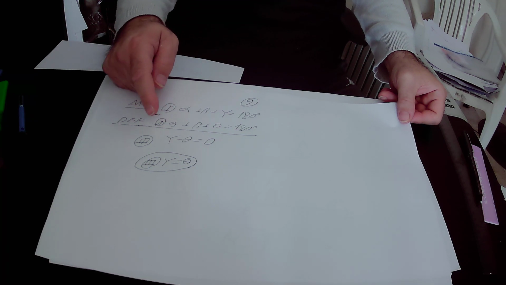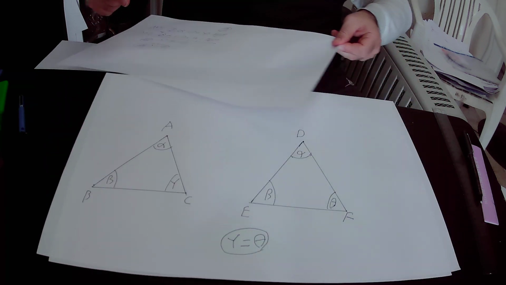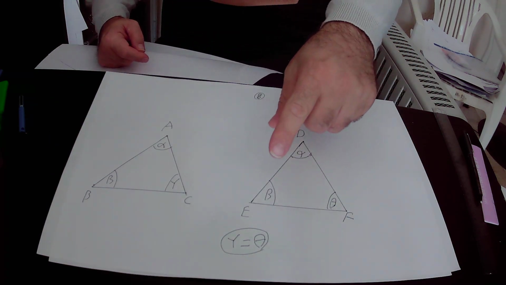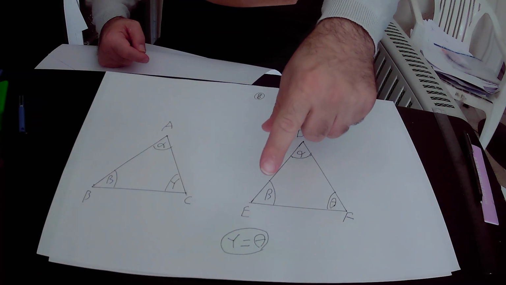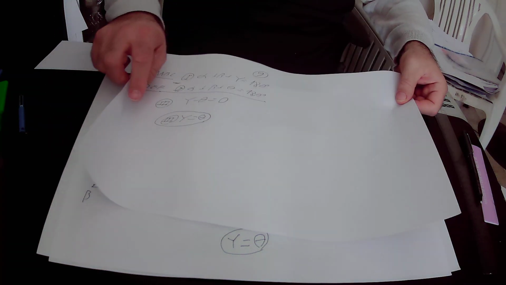We found out that gamma minus theta equals 0 according to equation number 3. Then we added theta to equation number 3, and we found out that angle gamma equals angle theta, and this is exactly what we wanted to prove. We wanted to prove that angle gamma equals angle theta, and we indeed proved it.